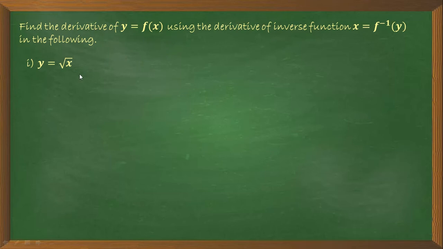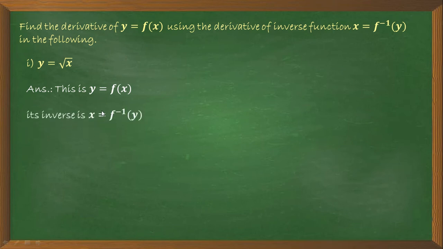So see the answer. Now first of all, what is given to you? y is equal to root x. So this is y is equal to f of x, normal. Now what will be the inverse of this? So inverse is x is equal to f inverse y. How will you get it? x is equal to y square. See, y is equal to root x is the given function. Then we require x is equal to y square as the inverse of it.